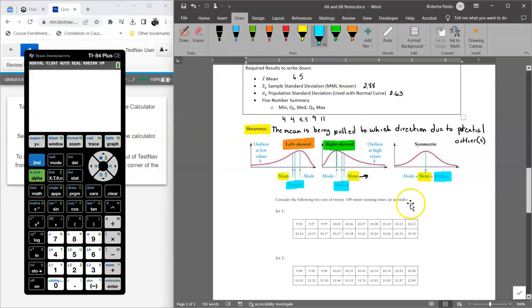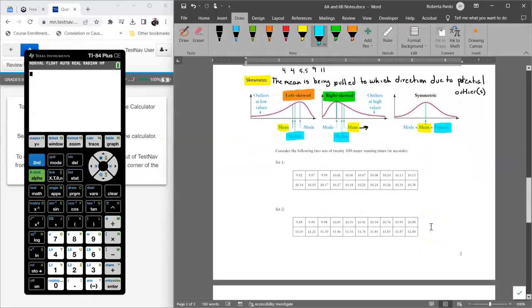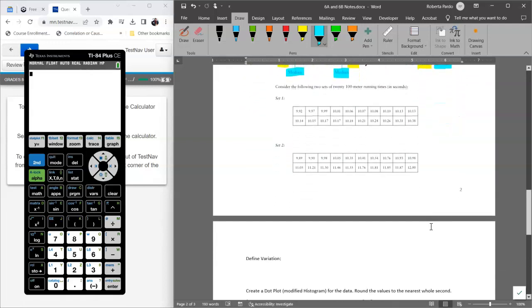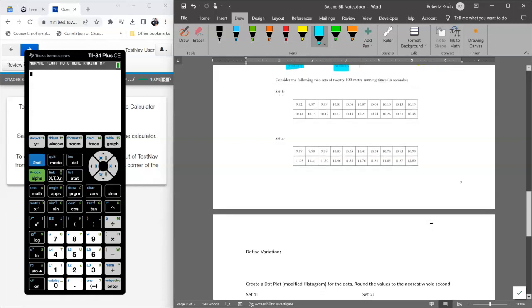So we can look at skewness by drawing a histogram. That's one way of doing it. We can also do it by creating dot plots. And we'll do that with this set of data in a minute because we're going to talk about not only skewness but also variation based on this set of information. So variation is the spread of the data, or how spread out the data is.